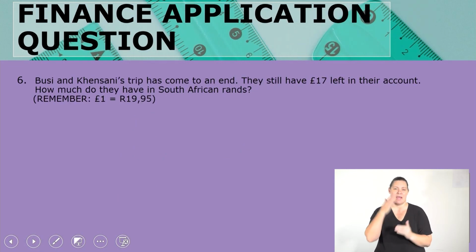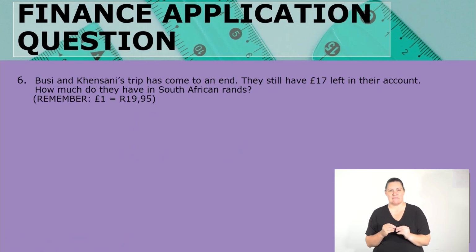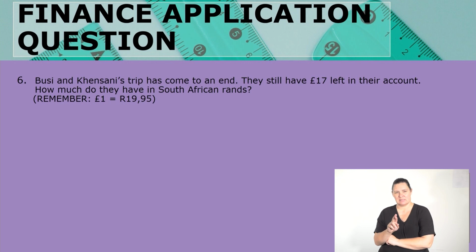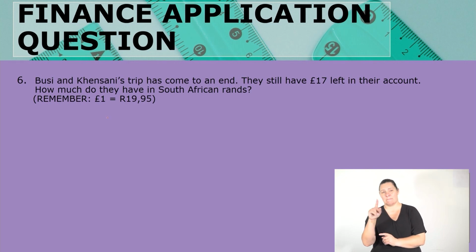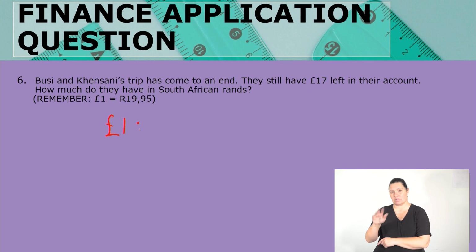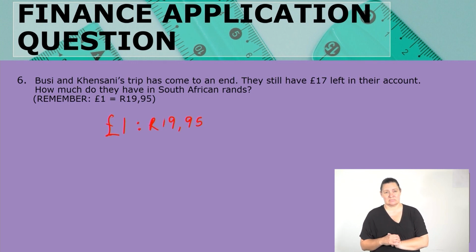Let's look at the next question. So Busi and Kensani's trip has come to an end. They still have 17 pounds left in their account. How much do they have in South African rands? Remember the ratio of pounds to rands? That is 1 pound is to 19 rands and 95 cents.